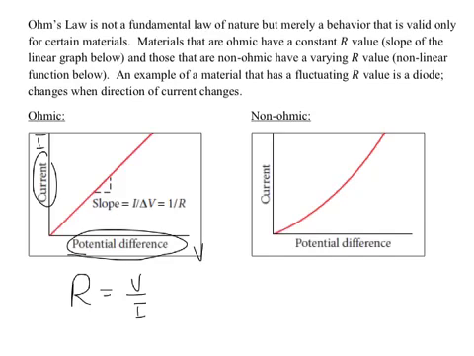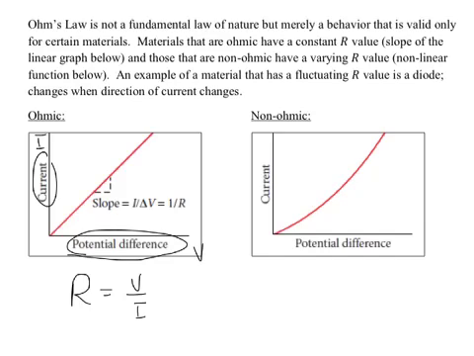Now, if something was non-ohmic, like a light bulb that can have a variable resistance, it shows up like this on a graph. Because as I increase the voltage, I don't necessarily increase the resistance with the same proportion. I don't necessarily increase it in a way that causes my resistance to become constant.